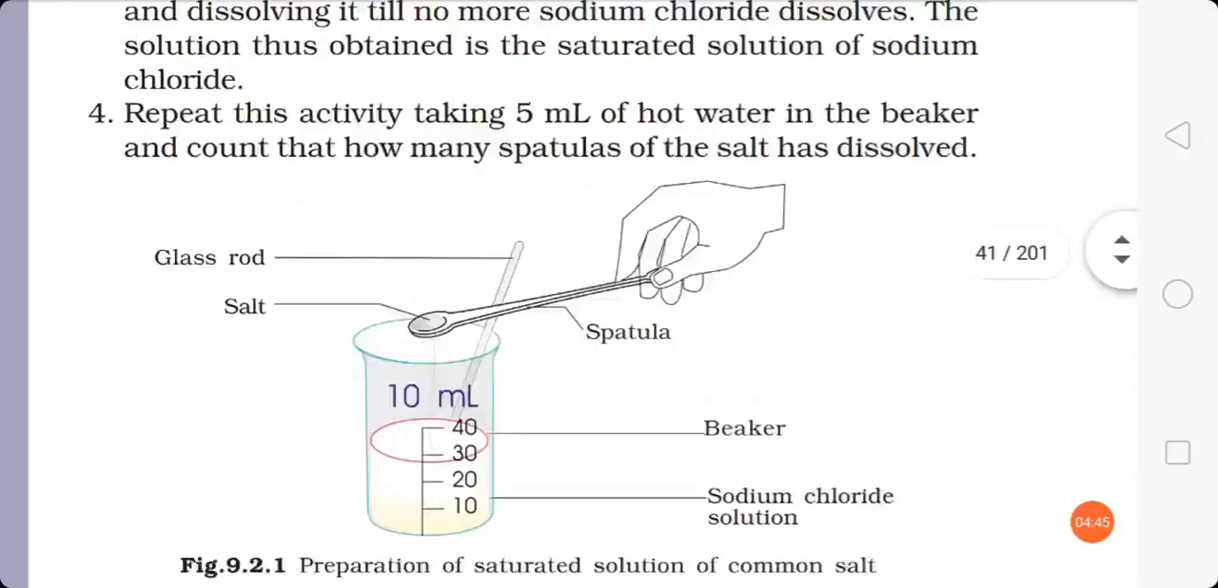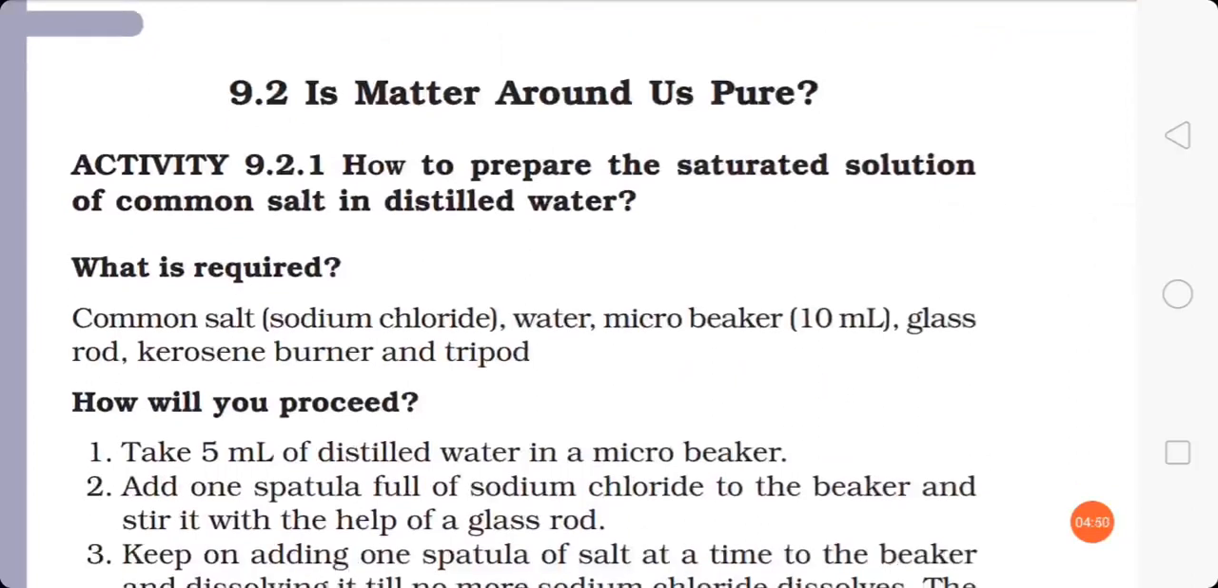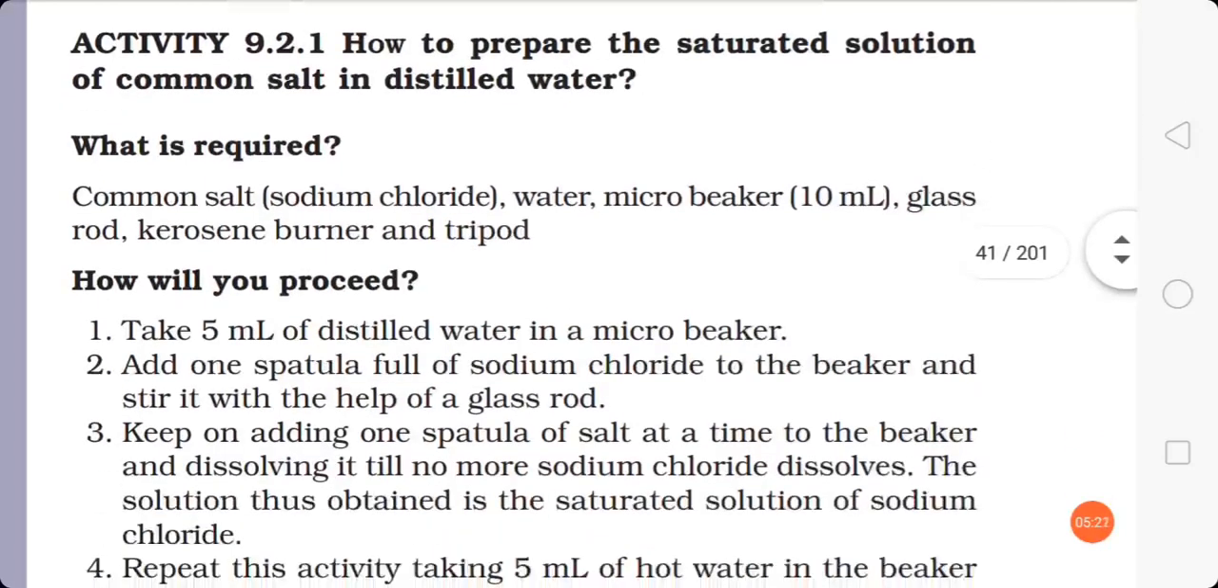This activity shows the effect of temperature on solubility: if temperature is increased, solubility increases, and if temperature decreases, solubility also decreases. Concentration of the solution is also related, in that you can prepare a more concentrated solution if you heat the given solvent. Here our solvent is water, so you can add more salt in water if you take hot water. Fine, so this is about preparing a saturated solution.